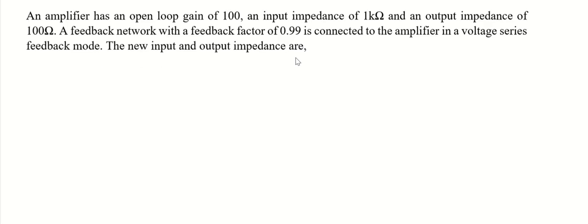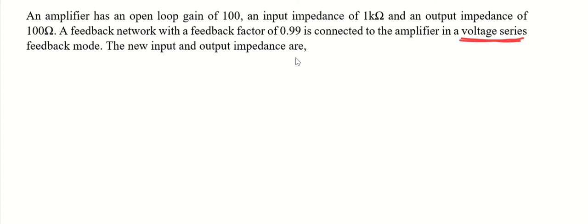The next question is, an amplifier has an open loop gain of 100, an input impedance of 1 kilo ohm and an output impedance of 100 ohm. A feedback network with a feedback factor of 0.99 is connected to the amplifier in a voltage series feedback mode. The new input and output impedance are. So it is given that it is connected in the voltage series feedback mode.